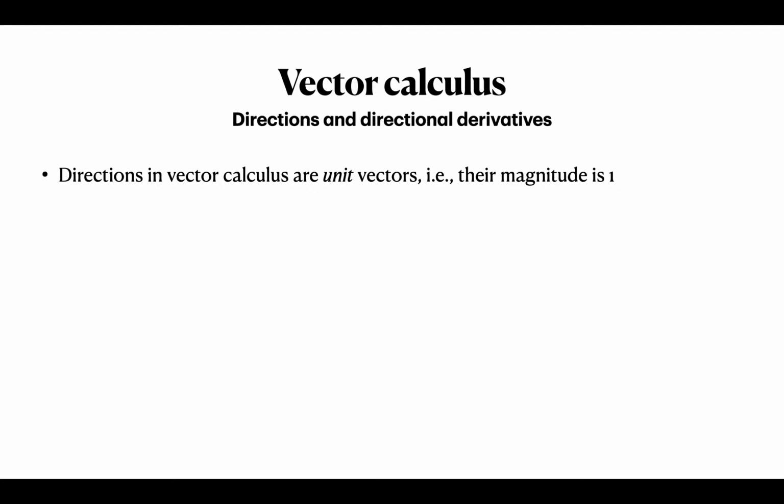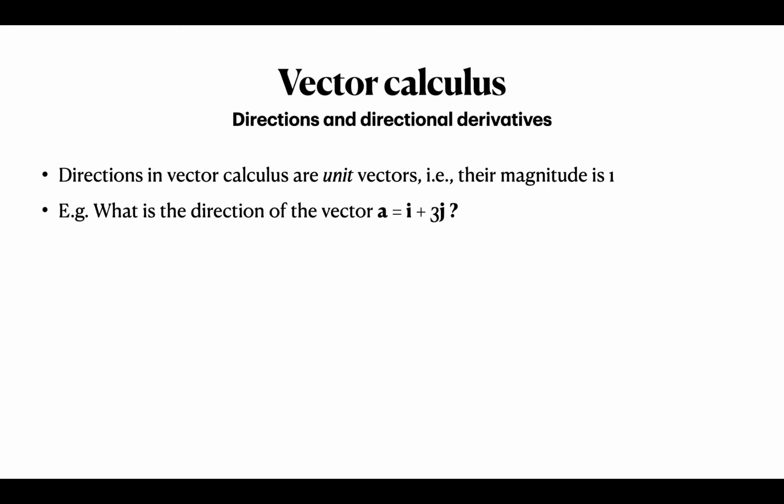Okay? So if you think back to the i, j, k vectors associated with the Cartesian coordinate system, i is the unit vector in the x direction, and its magnitude is 1. So that's why it's called a direction. It's the i direction because its magnitude is 1. It points along the x-axis, that's fine, but what makes it a direction is that its magnitude is 1.